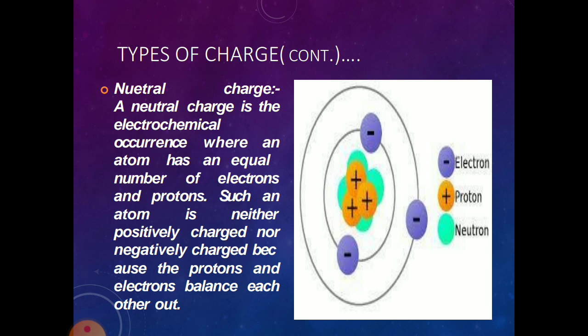Let's learn about neutral charge. A neutral charge is the electrochemical occurrence where an atom has an equal number of electrons and protons. Such an atom is neither positively charged nor negatively charged because the protons and electrons balance each other out. The image which you can see shows electron, proton and neutron.